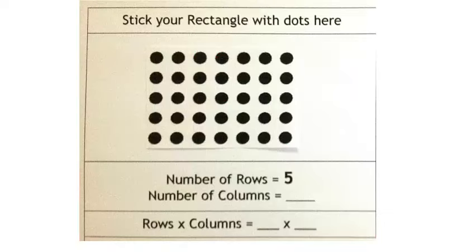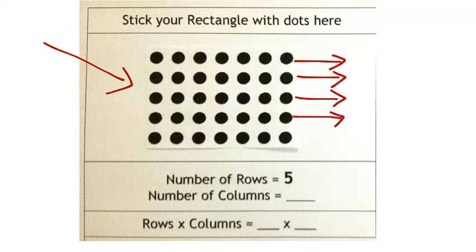You are provided with a lab observation sheet and two sets of rectangular dot grids. Use your first set. Paste the first rectangular grid in the space provided. Right here we have pasted the first rectangular grid. To calculate the number of rows, count the number of horizontal lines of dots you have. So right here we have 5 rows.